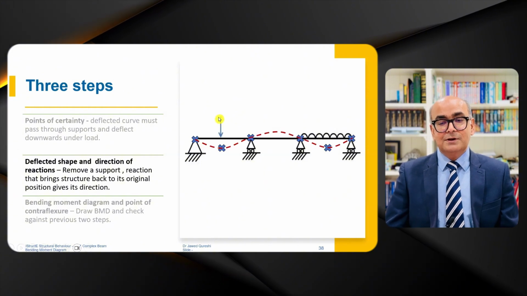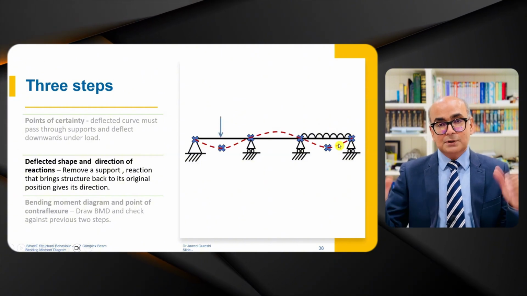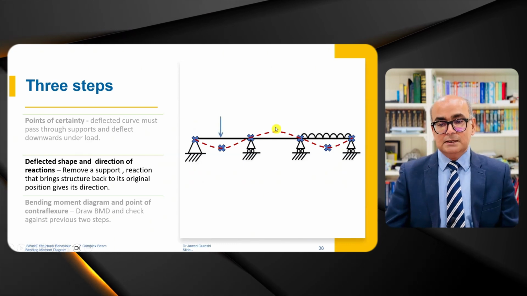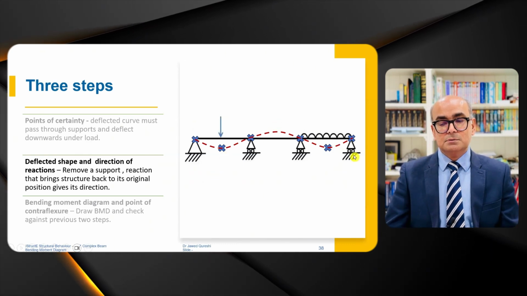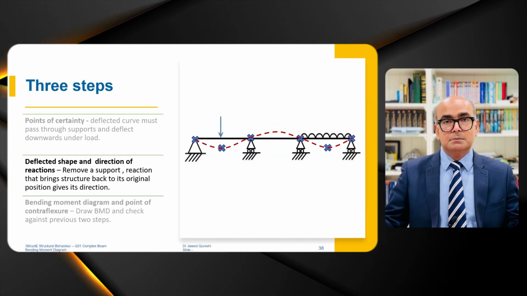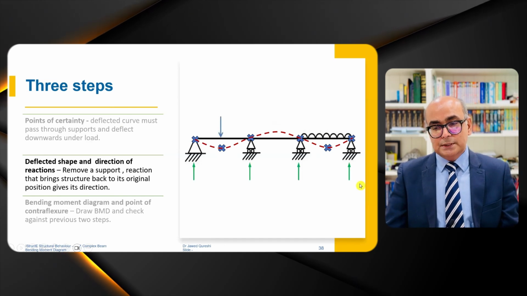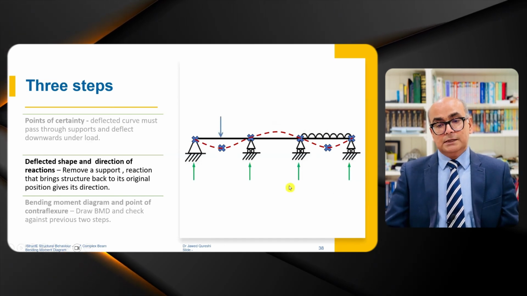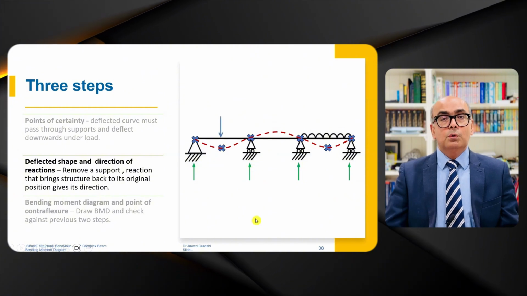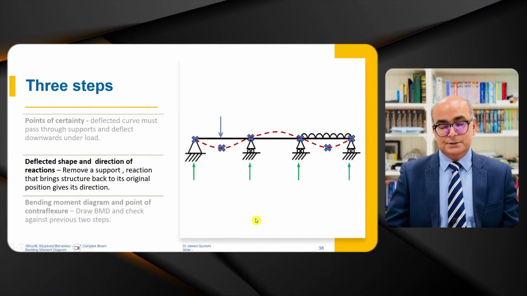So here, when you push it down at the ends, the middle portion will go up. It means that here we have tension at top, here tension at bottom, tension at bottom. Tension means stretching, compression means squashing. First, we need the direction of reactions. Because of downward loads, all reactions are going to be upwards.